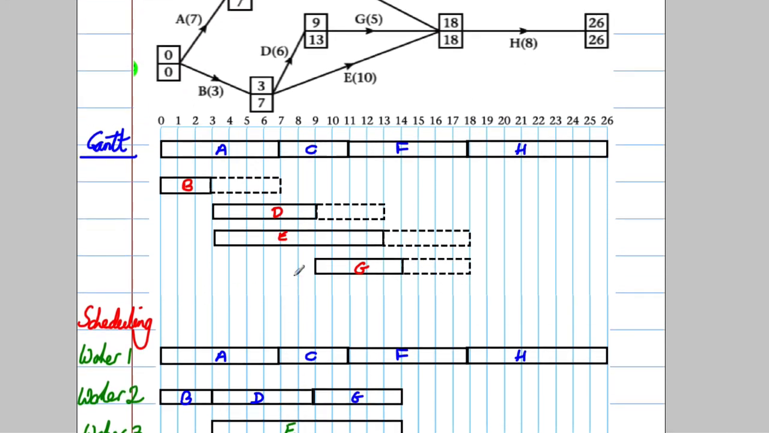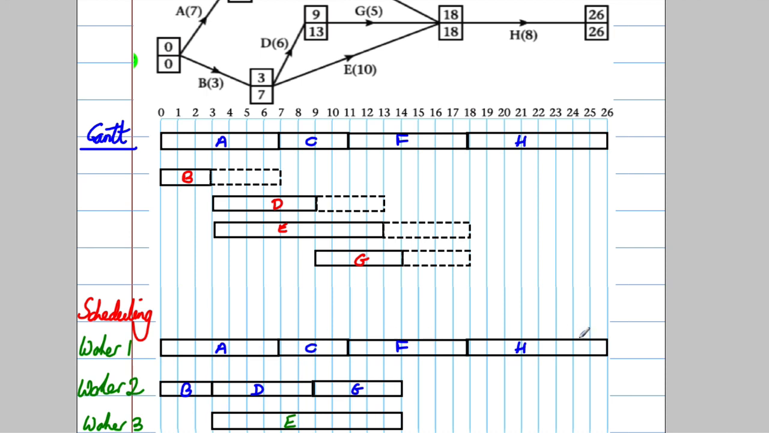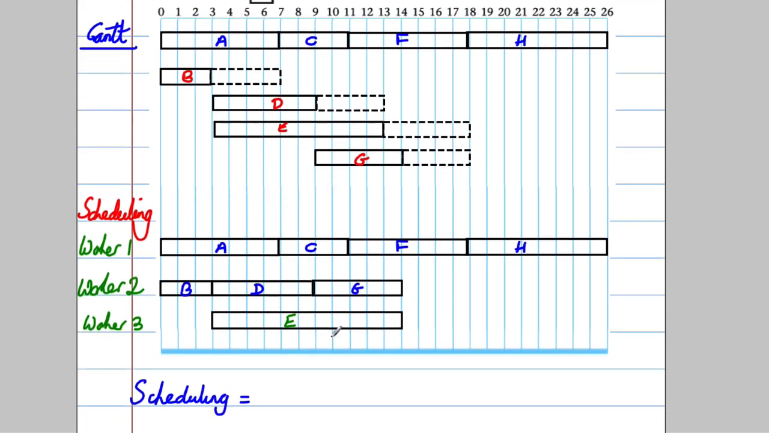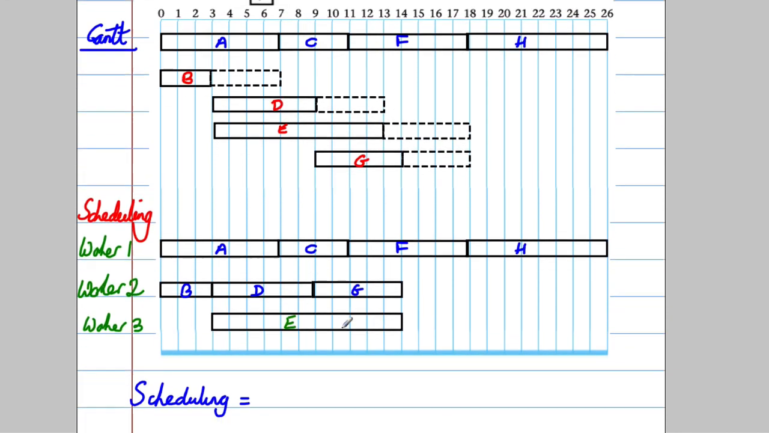You have to check all the dependencies hold true. We know the critical path, the dependencies work there. D happens after B, so it's fine to have it after B. G happens after D, so it's fine to have it after that. And E happens after B, which happens in this picture. So the scheduling is fine there.